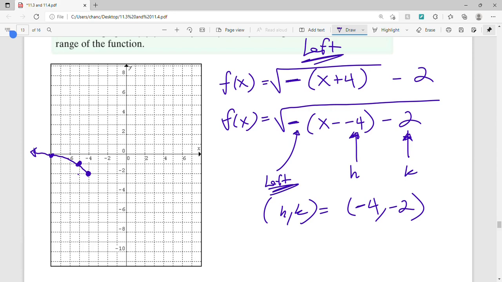What if it's negative on the inside and negative on the outside? Well, it's going to be facing to the left, and it's also going to be upside down.